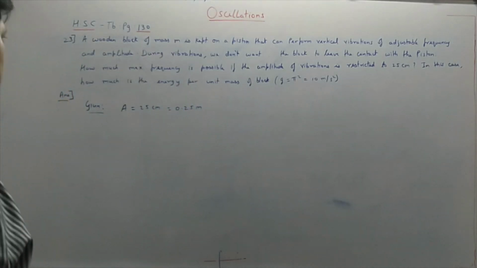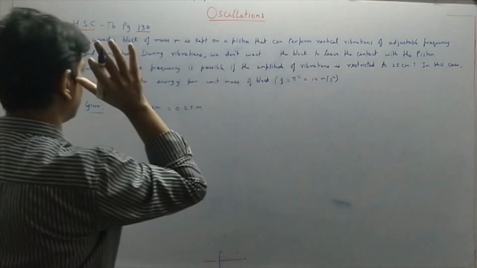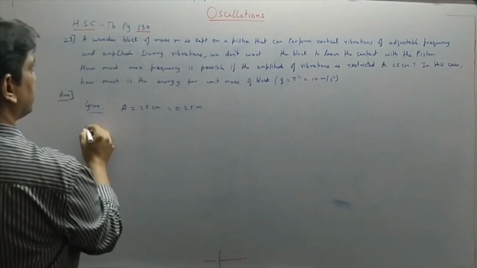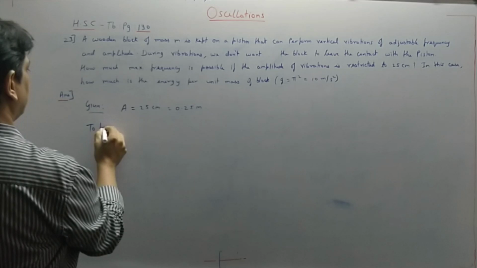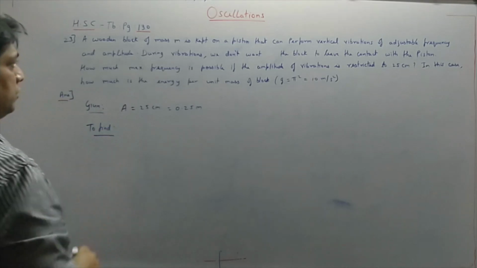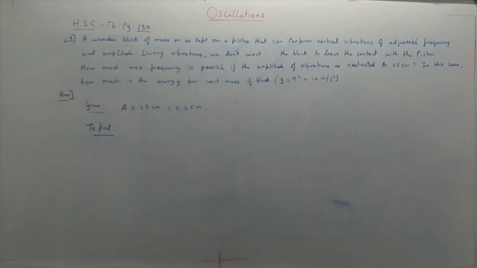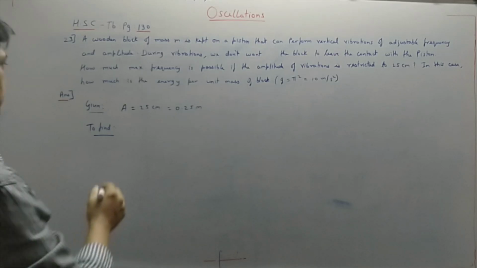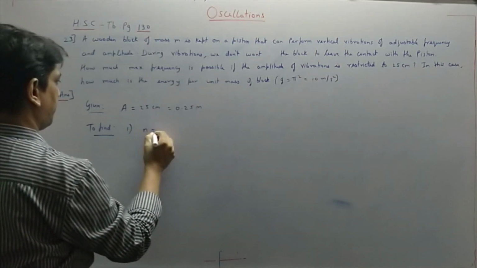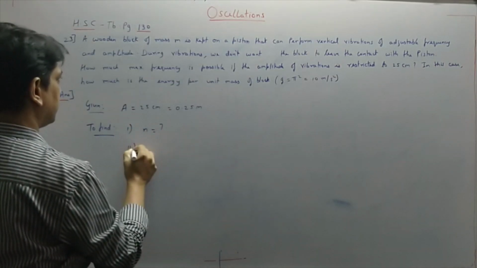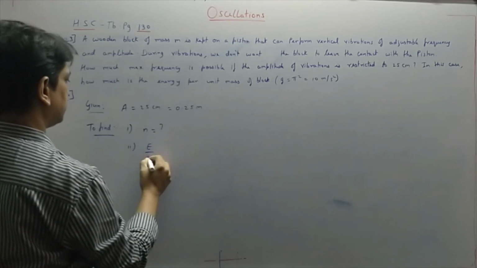In this case, how much is the energy per unit mass of the block? Take g. So here we are going to find, first thing, the frequency n, and second thing, the energy per unit mass.